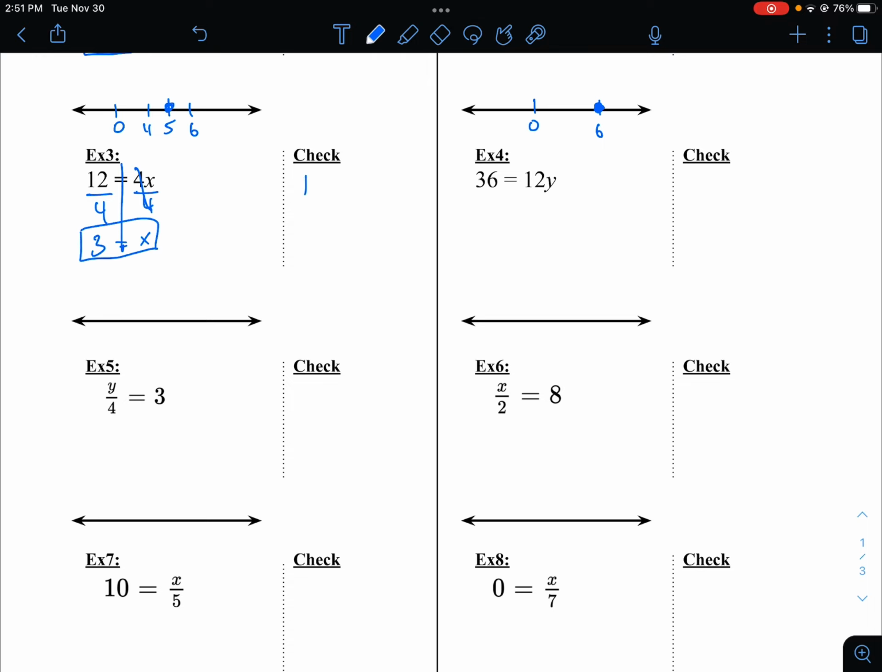Let's see, is x 3? Does 12 equal 4 times 3? Yes, it does, because that's 12. That checks out. Let's graph it. 0 and 3 would be right there.